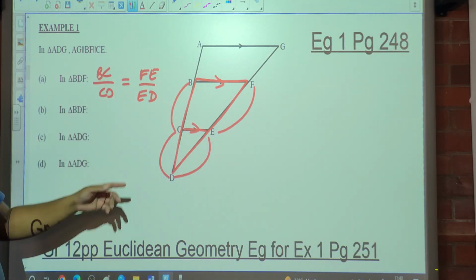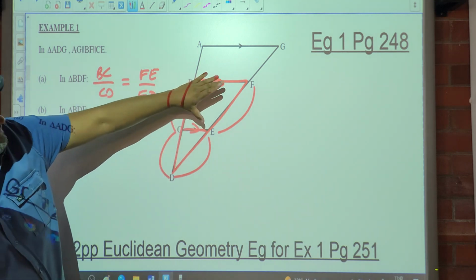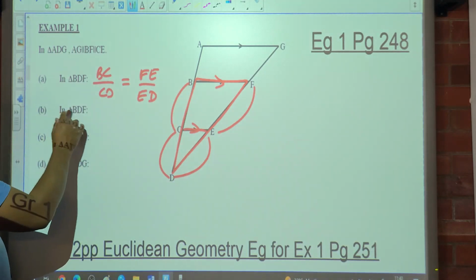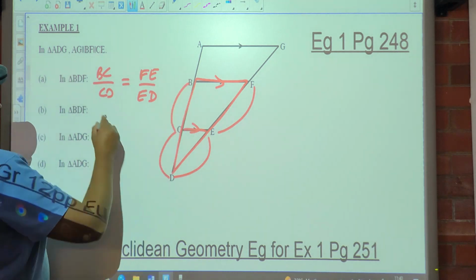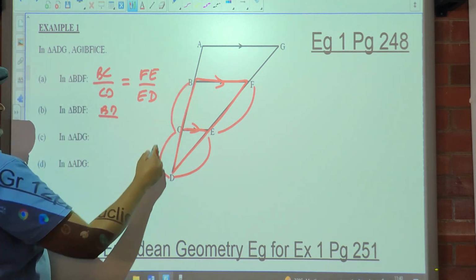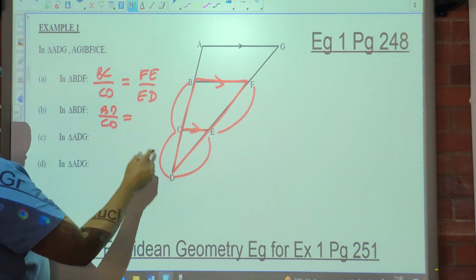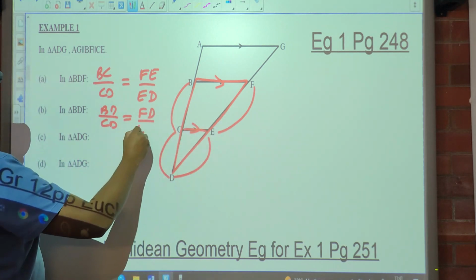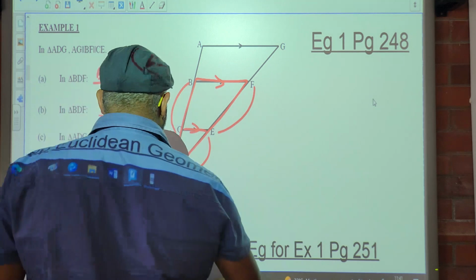And we could have also said that BC over BD is equal to FE over FD. Okay. So they want us to write another ratio here, and I'm going to then say BD over CD is equal to FD over ED. Okay. Or any of its variations you could have said. Okay. All okay with that?